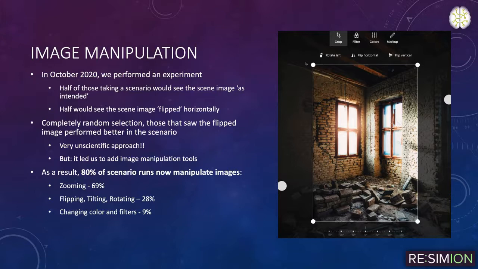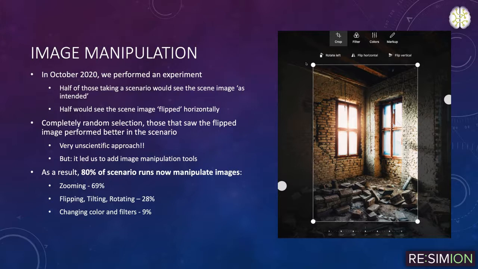What we did was we took a scenario that was due to be run. We just set up a very simple algorithm that would display an image, and would flip it for half of the students that were about to take that scenario. Why? Because we believed that students were looking only in certain parts of the image, and that there was probably a preference for the right-hand side of an image versus the left. Very unscientific. We just flipped half of the images that students got.